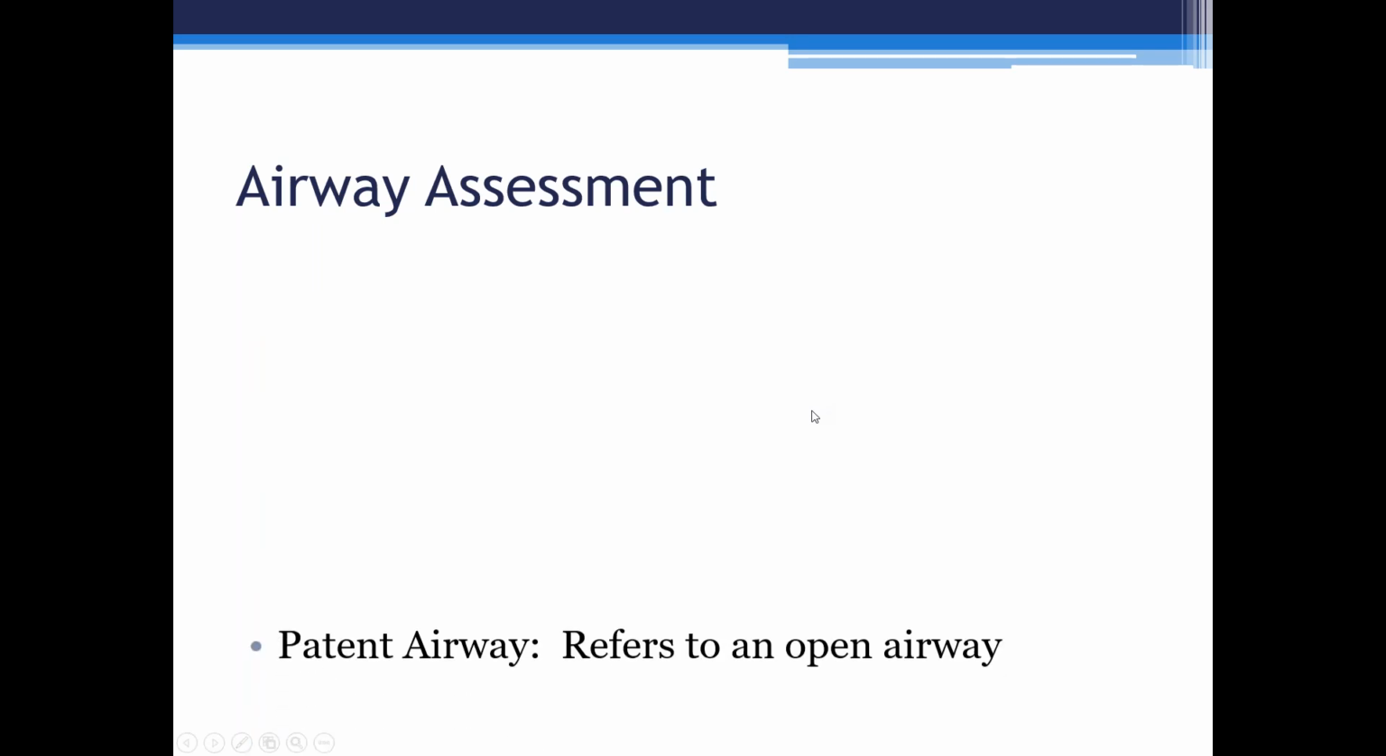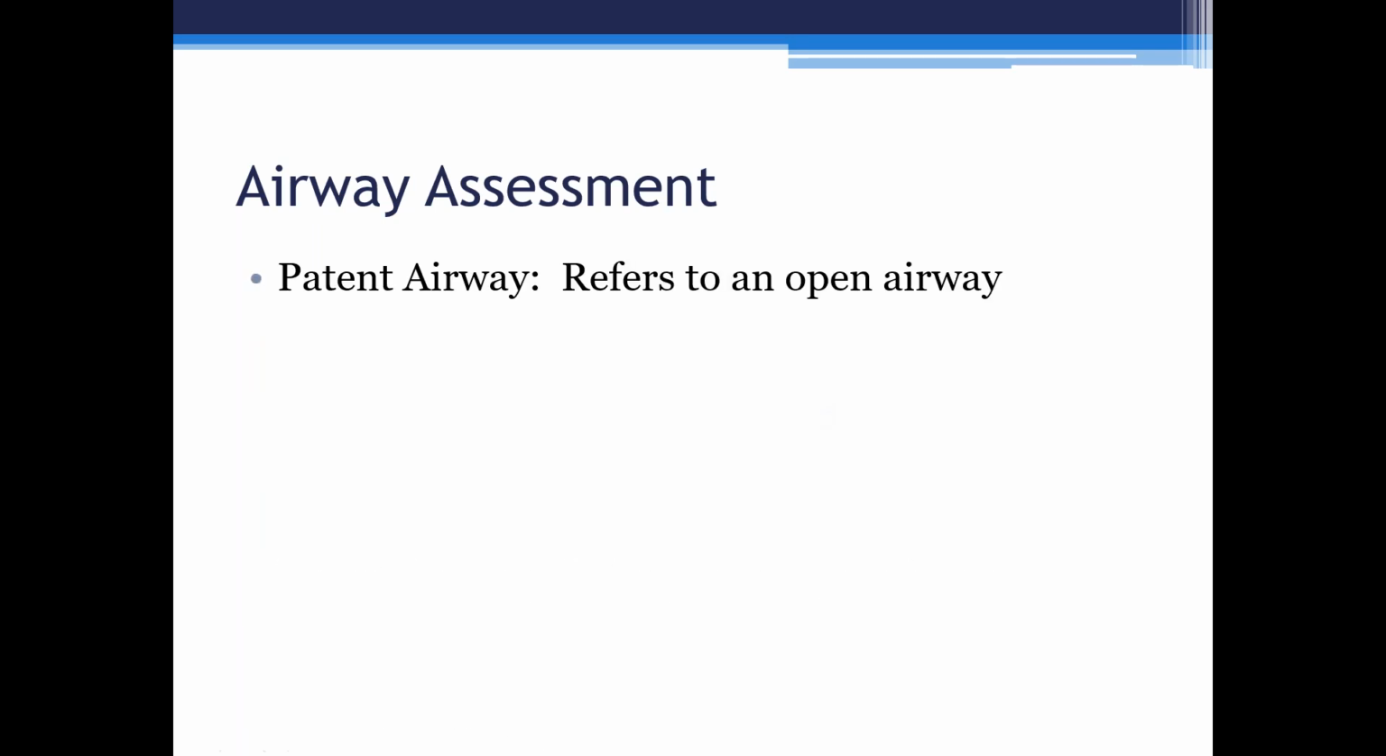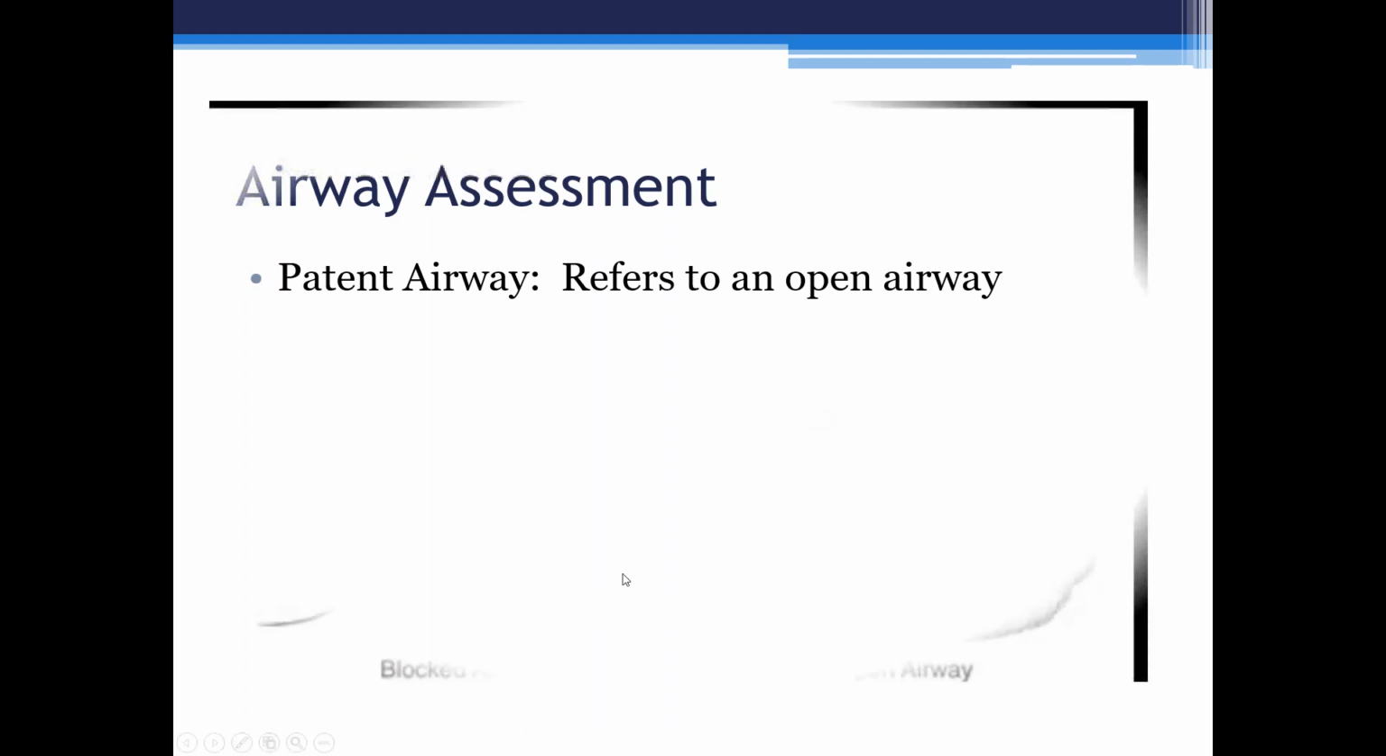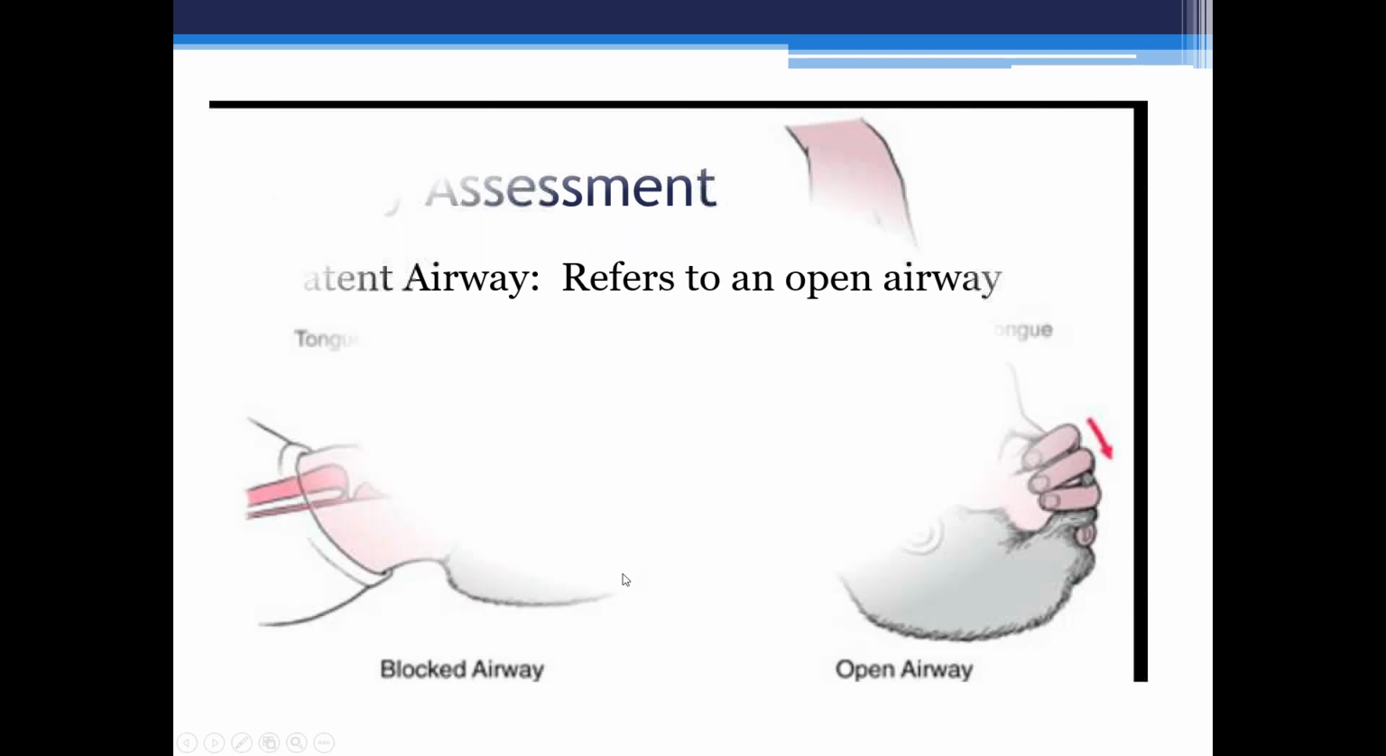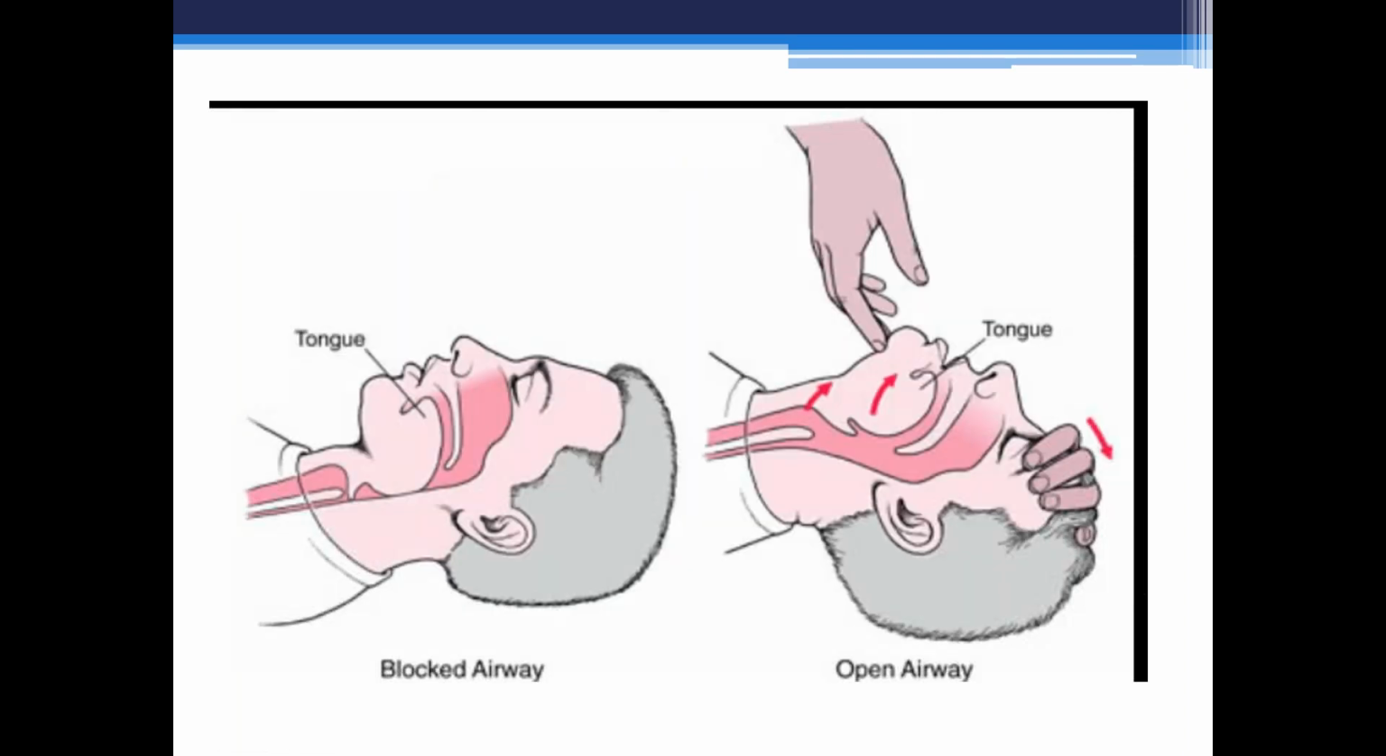So first, we're going to talk about airway assessment. So we approach our patient. First thing that we're going to do is look for airway patency, which is going to refer to whether that airway is actually open or not, and if that patient is able to breathe properly. So here, a patient who is unresponsive, if they're not put into a proper position, we can see how that tongue blocks that patient's airway.